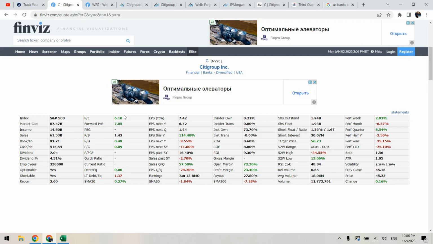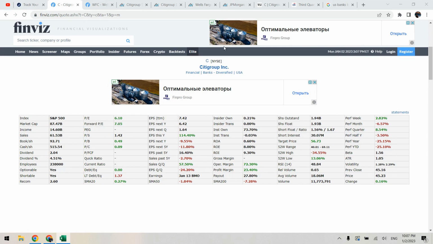The other parameter that I really like is P/E. So price to earnings is 6.1. If you ask, is it high or low? I would say that this is pretty low, really pretty low. And the other parameter that we also see here is forward price to earnings. For those of you who don't know how it's calculated, let me just visualize it real quick.